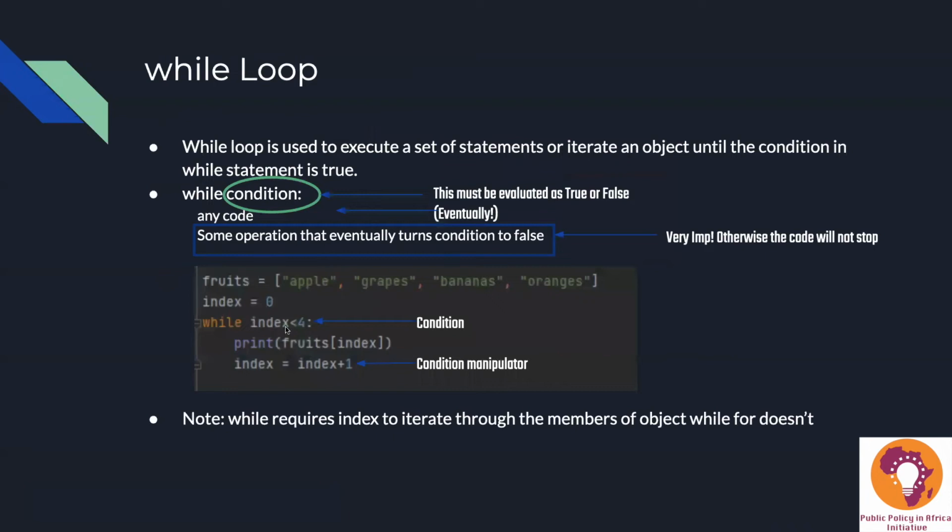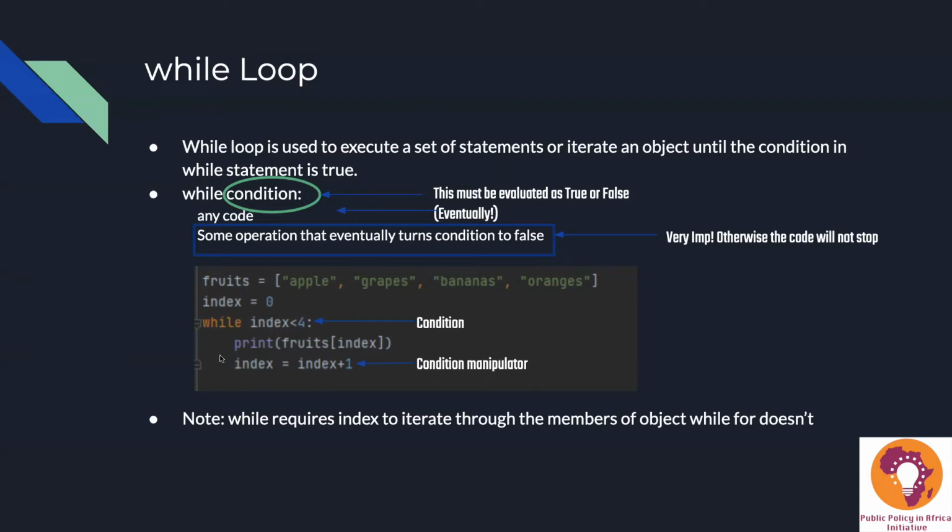Whereas in this loop, because index is 0 on the first iteration, we enter our loop and print fruits at index 0, so we print apple. Then we increment index by 1. On our second iteration, index is now 1. 1 is still less than 4, so we print fruits at index 1, which will output grapes. Then we increment index again.